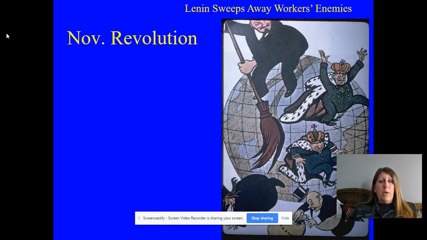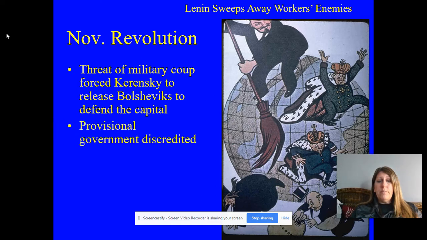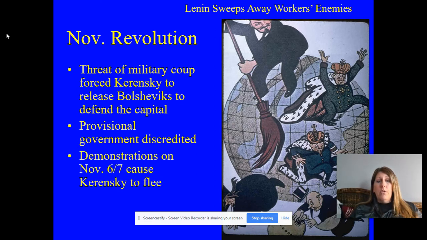So by November, quite a bit changes. There is a threat of military coup, and that forces Alexander Kerensky to release many of the Bolsheviks to defend the capital. When this happens, the provisional government and Alexander Kerensky are going to be discredited. There were numerous demonstrations on November 6th and 7th that are going to force Alexander Kerensky and some of his top officials to flee. And that is all it takes for Vladimir Lenin to gain control of Russia.